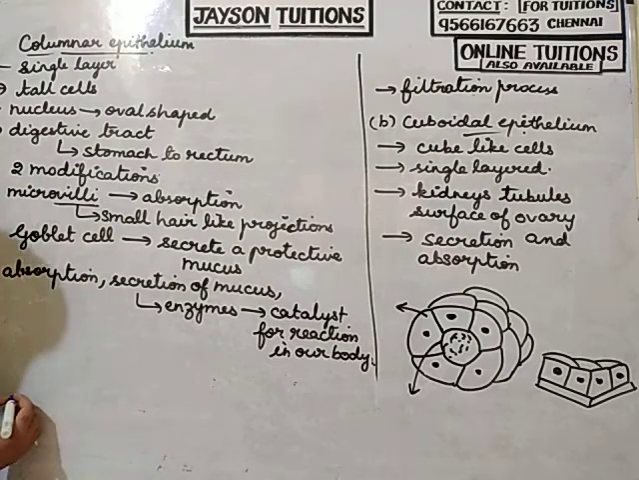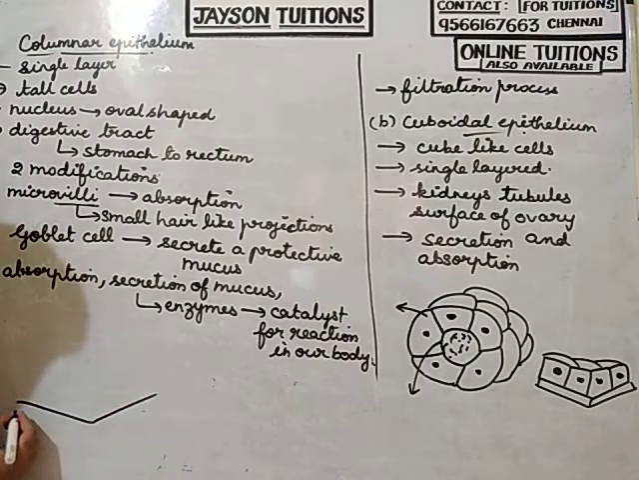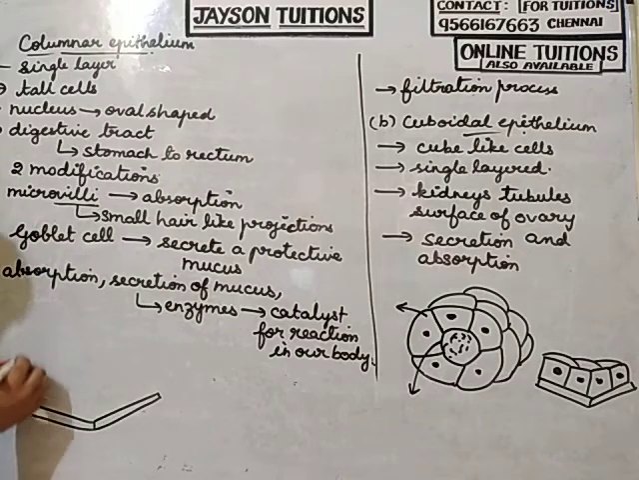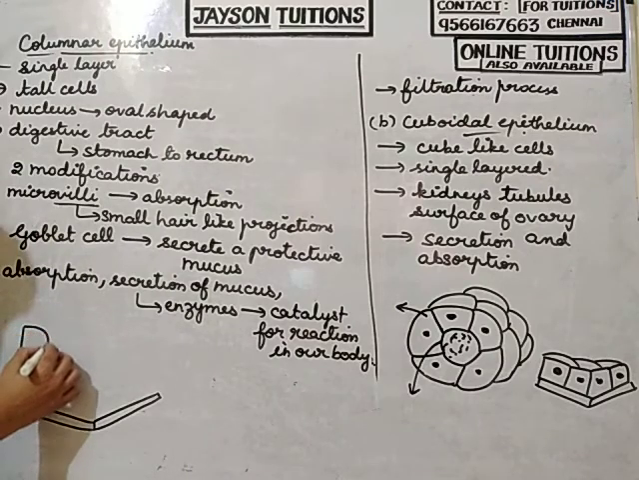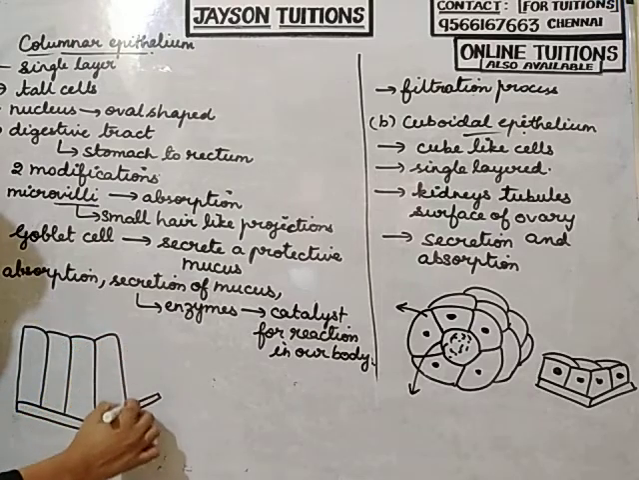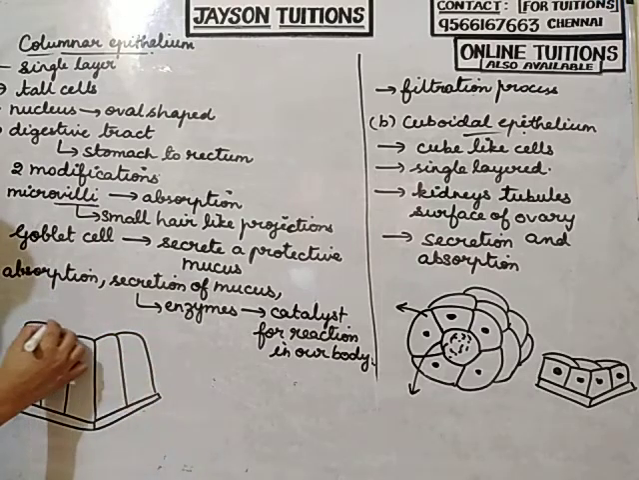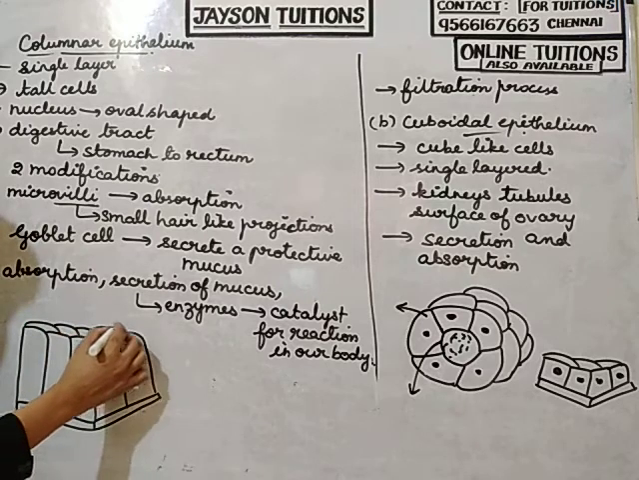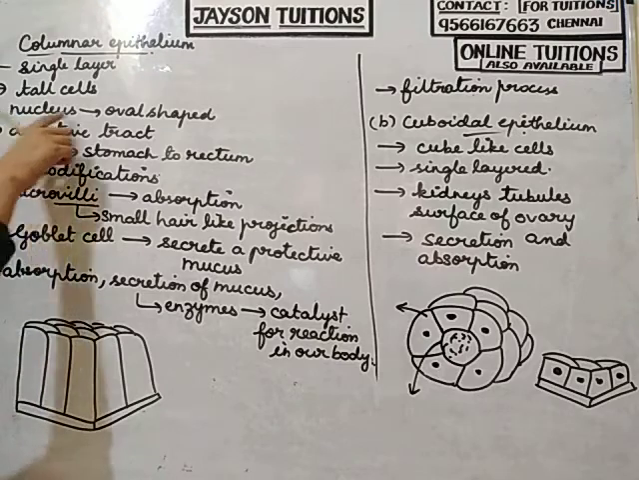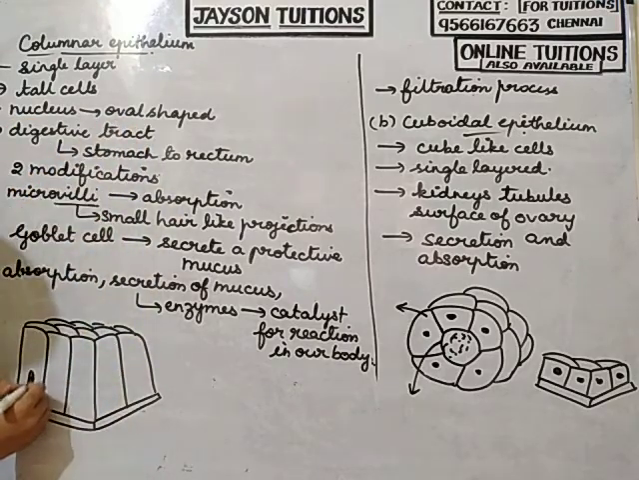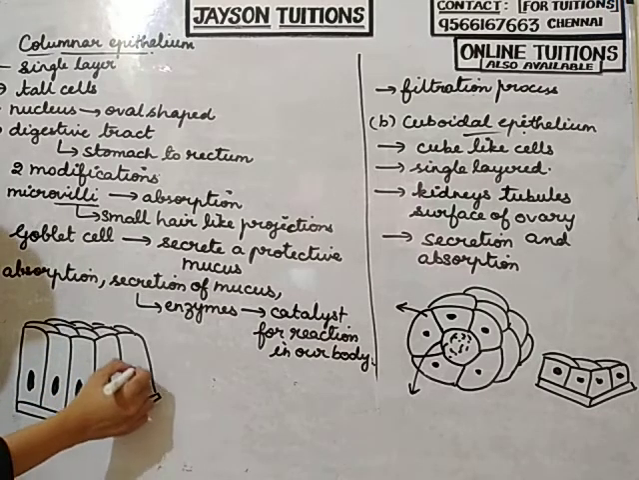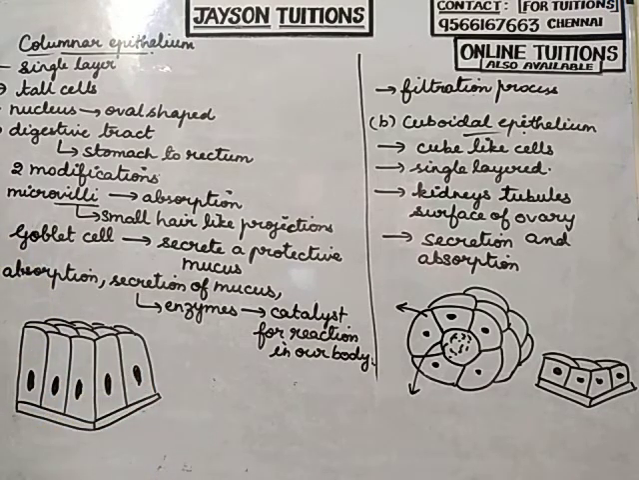So, how to draw this columnar epithelium? The same way, you have to draw the underlying tissue. It is made of tall cells, so you have to draw it tall like this. How will the nucleus be? It will be oval shaped. At the bottom of the cells, you should draw the oval-shaped nucleus.